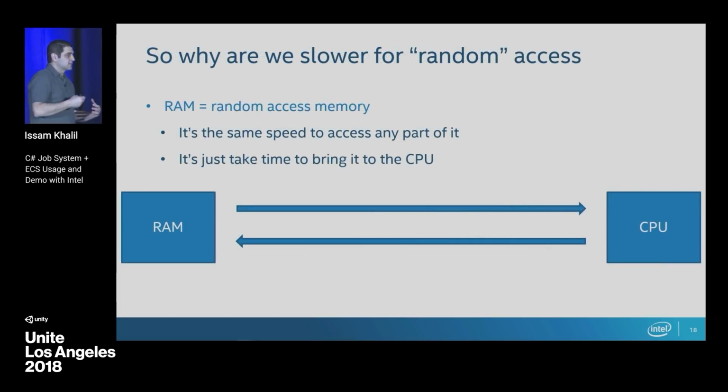So I showed you why it's faster, but why are we slower for random access? Again, I use that word random. You all have the idea. RAM is random access memory. It's in the name. It's made to be randomly accessed. So what's going on? Why is it lying to me? Well, it's not lying to you. It's the same speed to access everywhere. It's just that accessing everywhere is crazy slow, right? It's the time that it takes to bring it to the CPU.